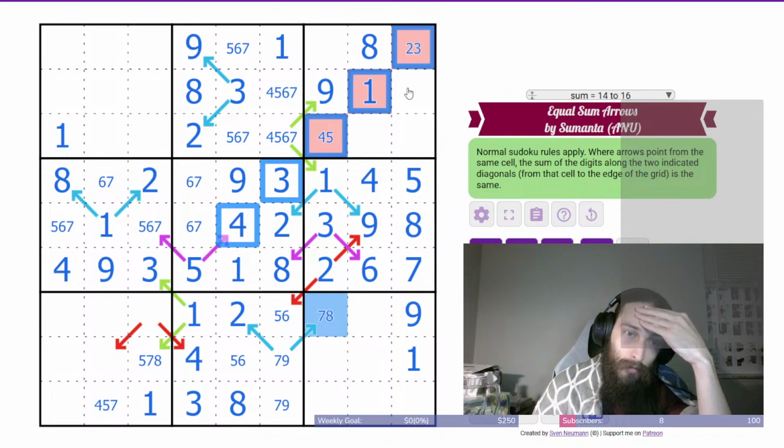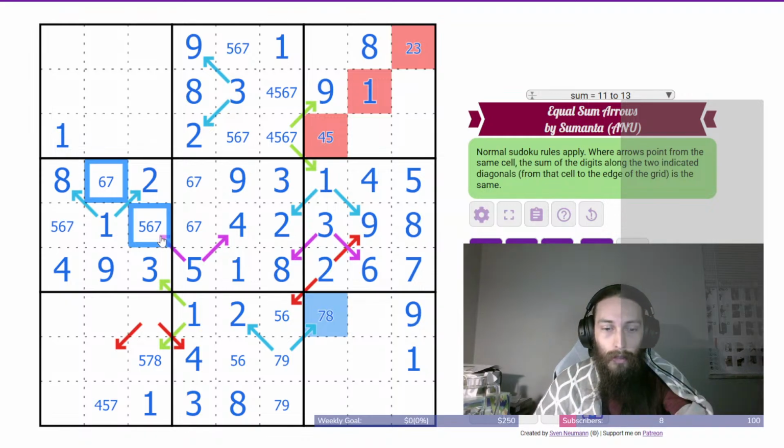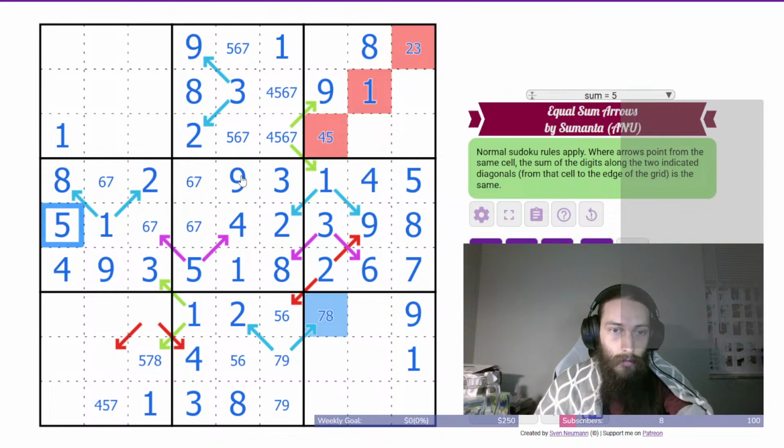Well, this is minimum 14. This is 14 or 15. Right, it's 14 or 15. And so since that's a 13 or 14, and it can't be 14, so it must be 6, 7? 6, 7, yeah. And since that's 13, this must be 13.